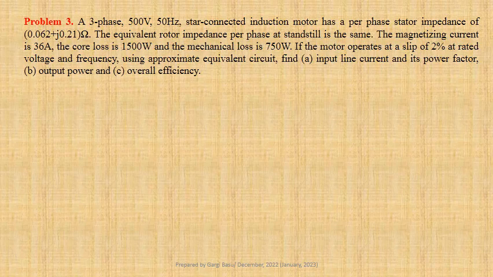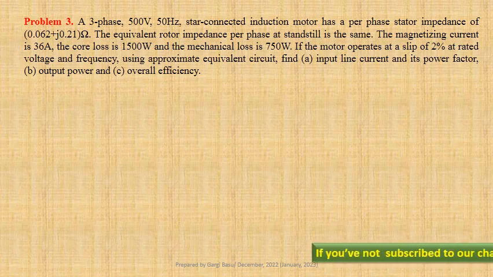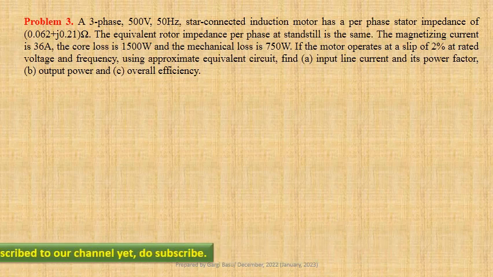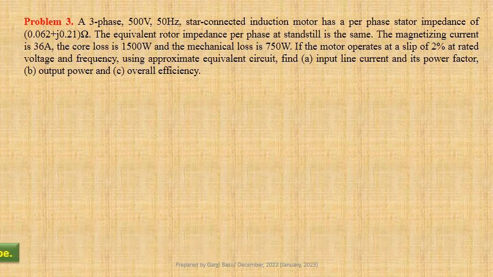A three-phase 500 volt 50 Hz star-connected induction motor has a per-phase stator impedance of 0.062 plus j times 0.21 ohm. The equivalent rotor impedance per phase at standstill is the same. The magnetizing current is 36 ampere. The core loss is 1500 watts and the mechanical loss is 750 watts.